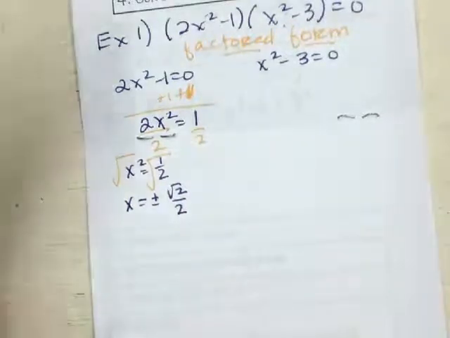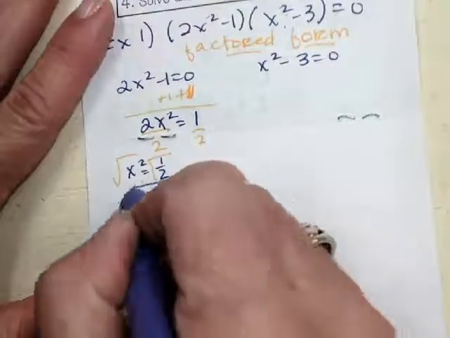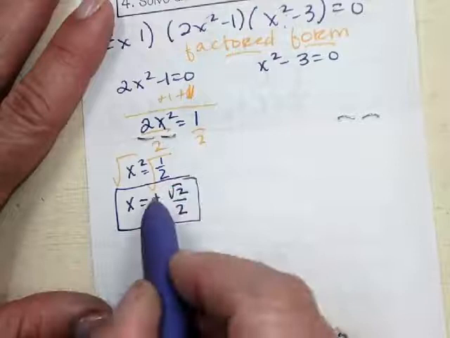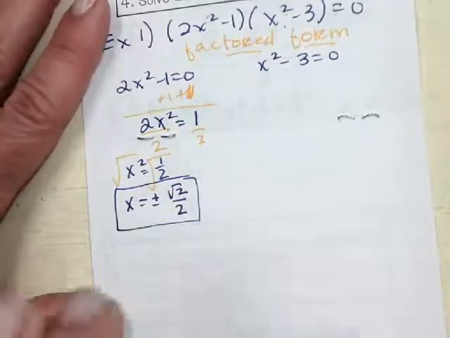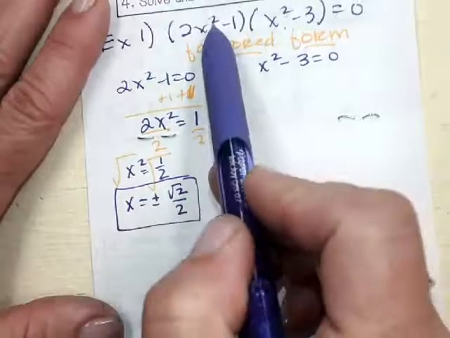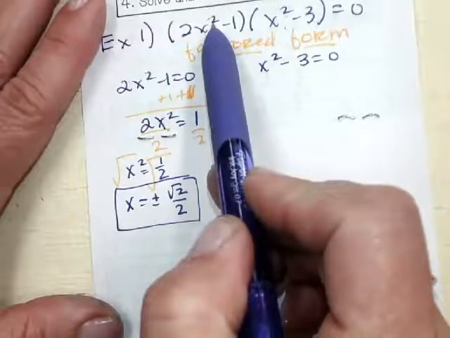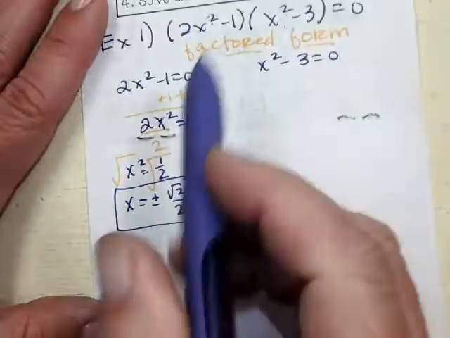So there's one answer. Actually, how many answers are there? I got a positive square root of 2 over 2 and a negative square root of 2 over 2. So there are 2 answers, and this tells me that I should have 2 answers. So those are 2 real roots.